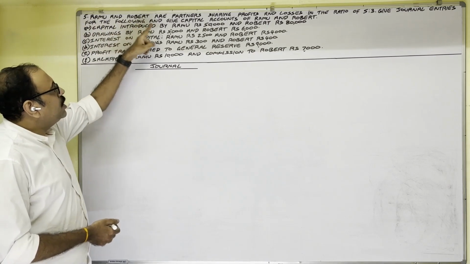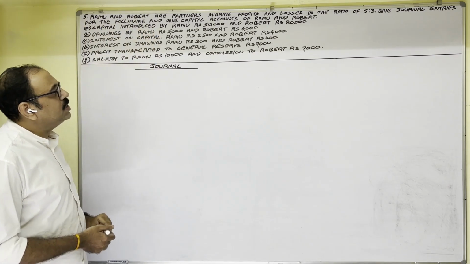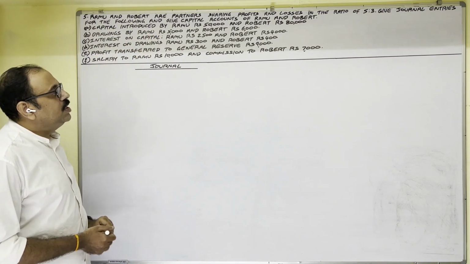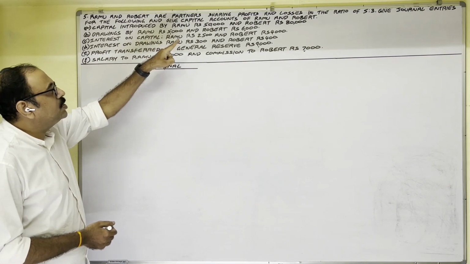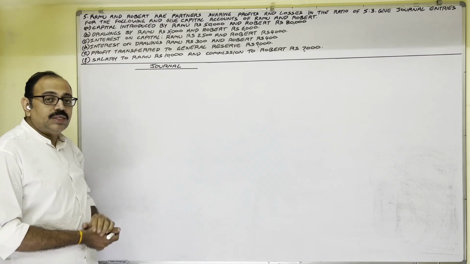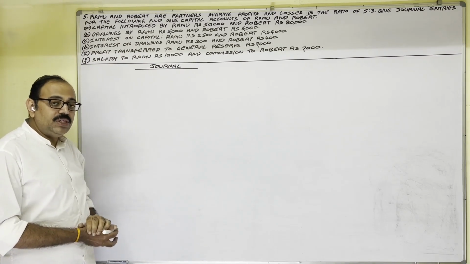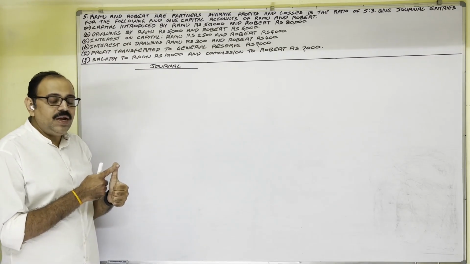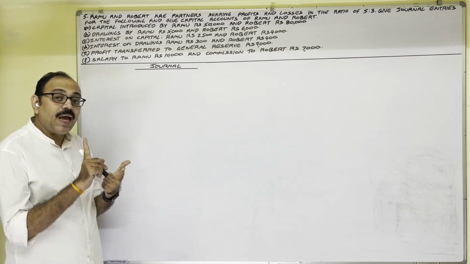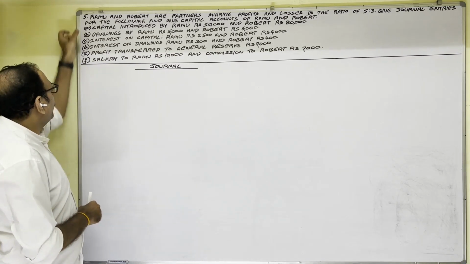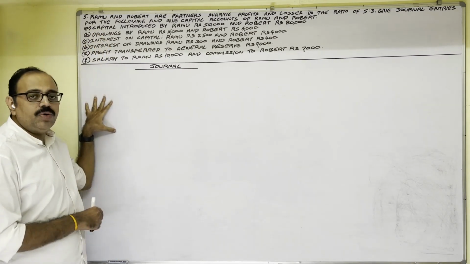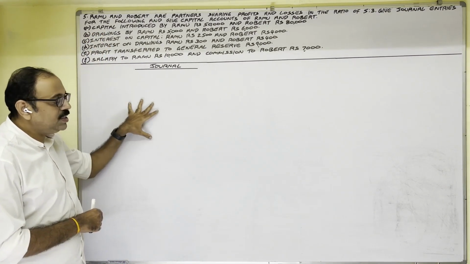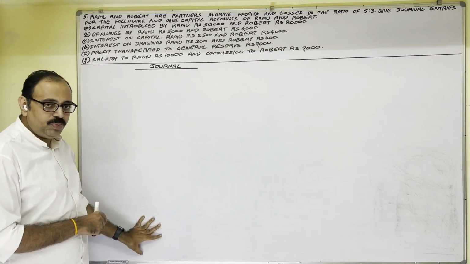Ramu and Robert are partners sharing profits and losses in the ratio of 5:3. Give journal entries for the following and give capital accounts of Ramu and Robert. He is asking two questions here. First, journal entries, then Ramu and Robert capital accounts. And 5 points are given. So for each point, we have to write a journal entry. Then based on these journal entries, we should prepare the capital accounts.